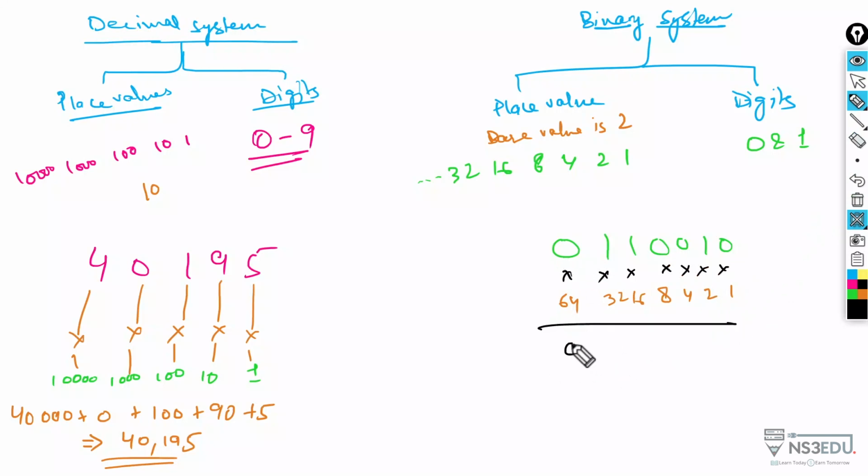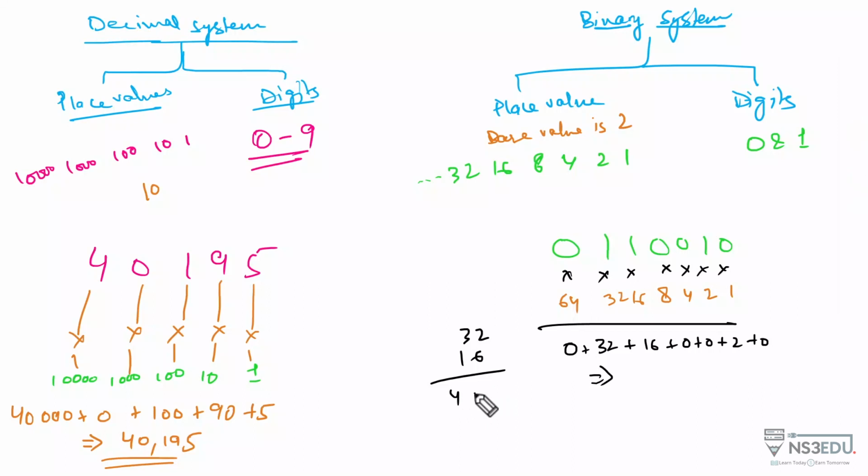64 multiplied by 0 is obviously 0. 32 multiplied by 1 is 32. 16 multiplied by 1 is 16. 8 multiplied by 0 is 0, 0, 2, and 0. Now 16 plus 32 and plus 2. What are we going to get here? 32 plus 16 is going to be 48, plus 2 is 50.